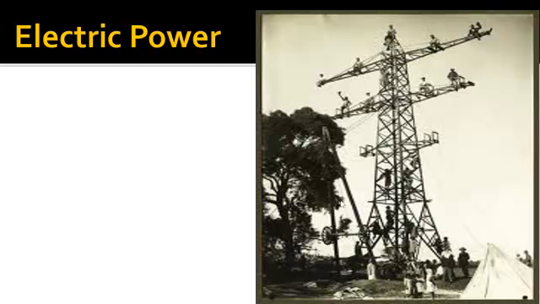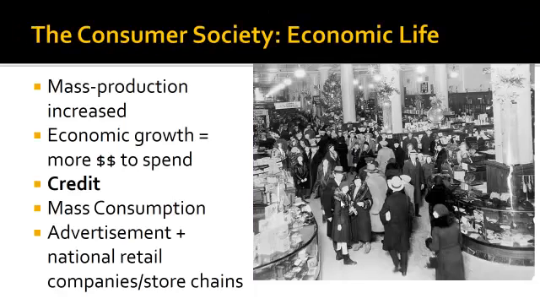All this change also is going to lead to changes in economic life, the way that Americans buy and sell things. And as mass production increases, economic growth is going to mean people have more money to spend. And mass production is going to mean that those items are actually going to be cheaper. Also, the wide availability of credit meant that you could borrow money now in order to finance more purchasing that you could then hopefully pay back later.